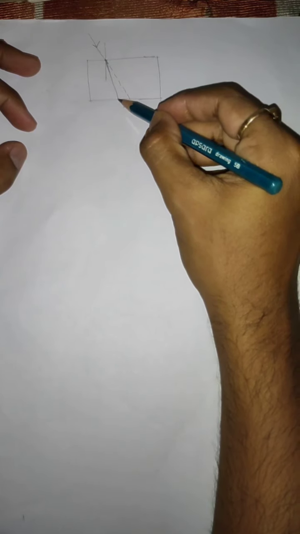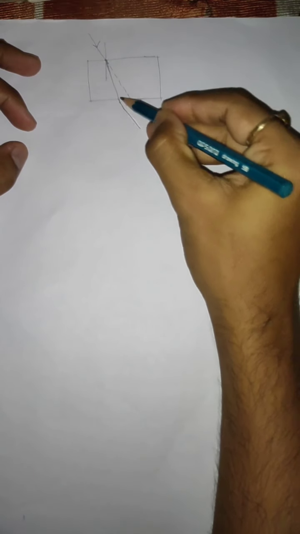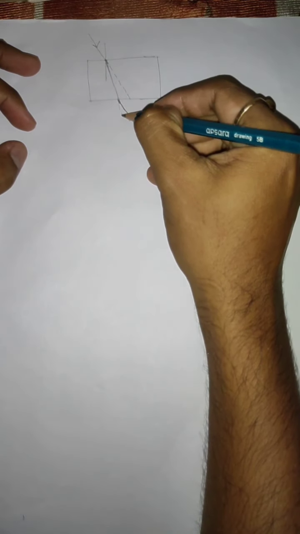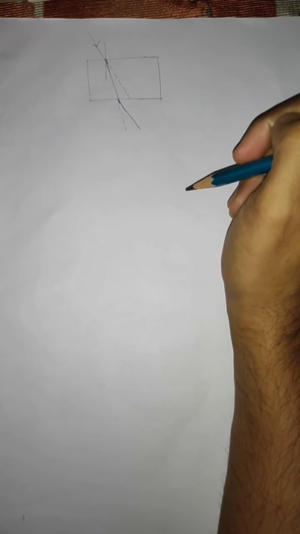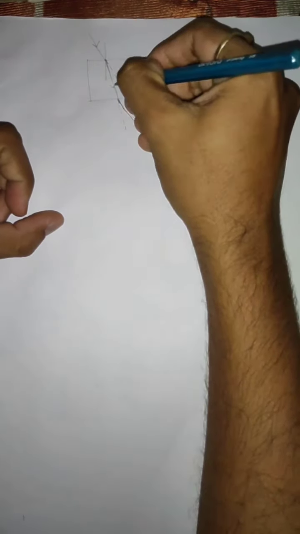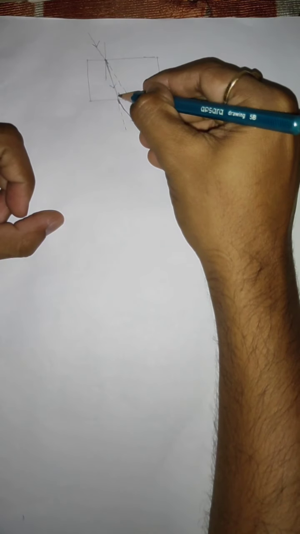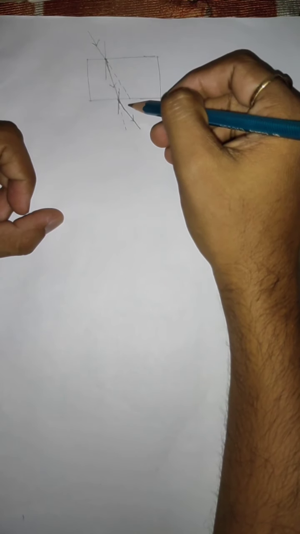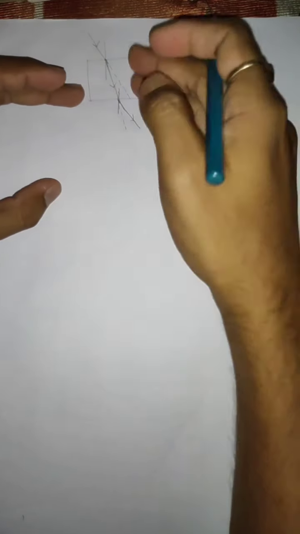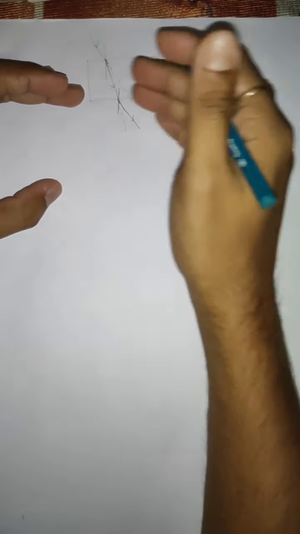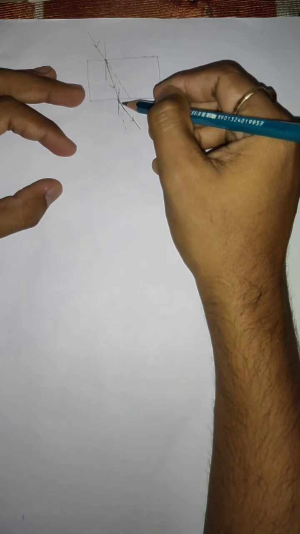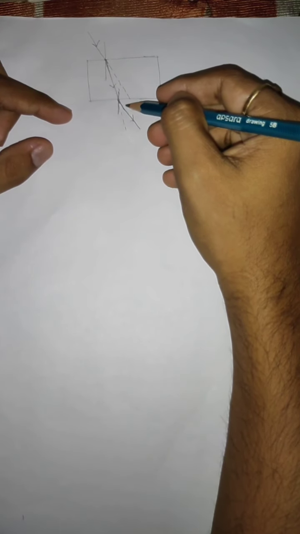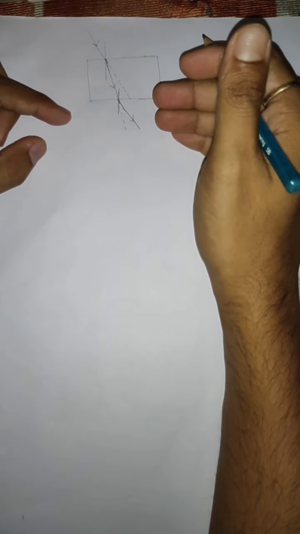But when it leaves the glass medium, it changes its direction again. The light ray was likely to travel in this direction, but here we can also draw a normal. When it leaves the glass medium and again enters into the air medium, this light ray bends again, and it bends away from the normal. This is the normal, and here also there is a normal.